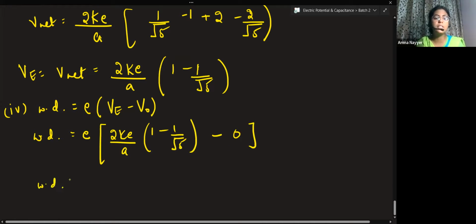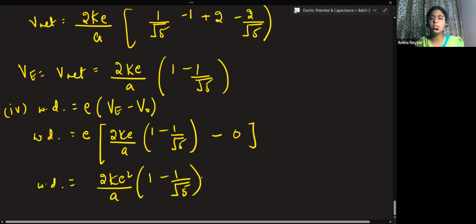So work done will simply be, you can directly square it and write it: 2KE square by A, 1 minus 1 by root 5, because this E gets multiplied. That's how you will be solving.